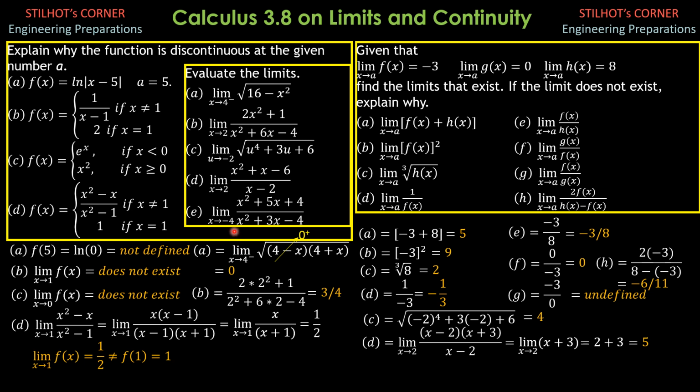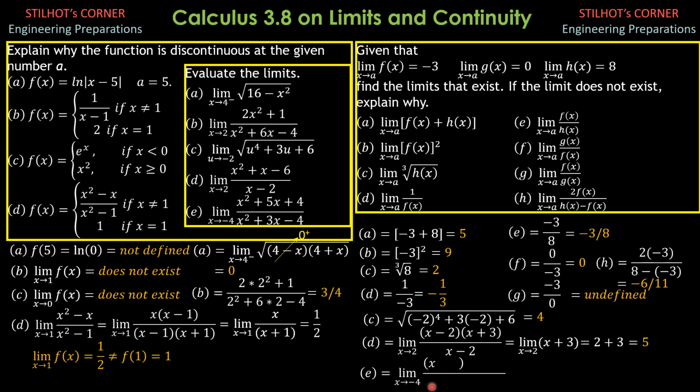And finally, letter E, limit of x squared plus 5x plus 4 over x squared plus 3x minus 4 as x approaches negative 4. The denominator is 16 minus 12, 4 minus 4 approaching 0. The numerator is 16 minus 20, negative 4 plus 4 approaching 0 also. But x plus 4 is a common factor.